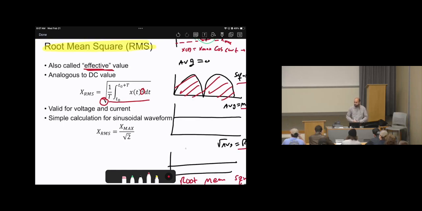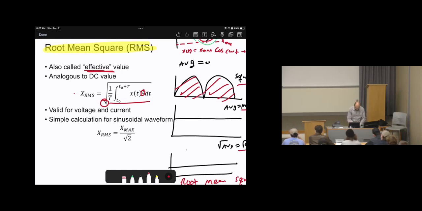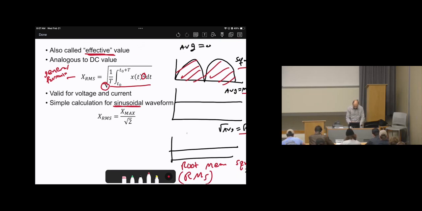Then, in order to calculate the RMS for any signal, we need to apply this general formula, which is valid for whatever waveform. If you have sinusoidal, square wave, triangular, or sawtooth, you need to apply this formula. However, if we have a sinusoidal, there is a result that we will use, which is that the RMS will be the maximum value over root 2. So we will use this.